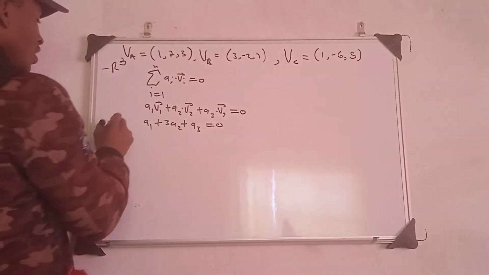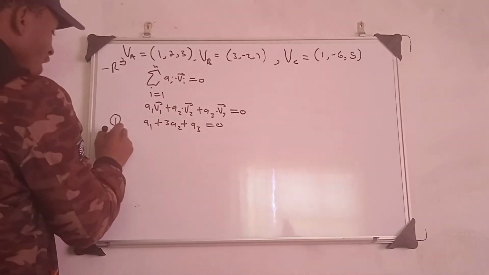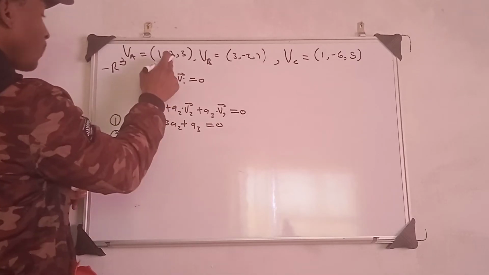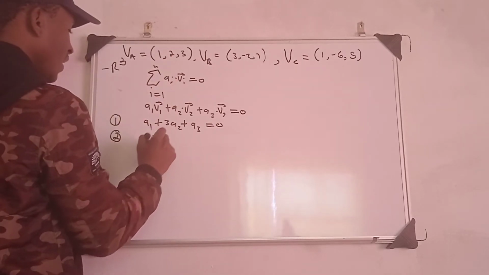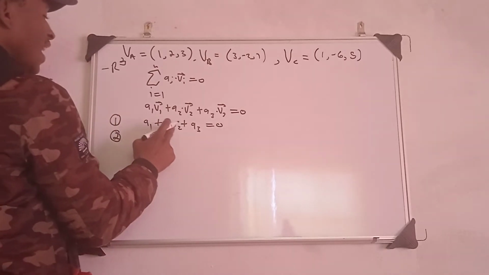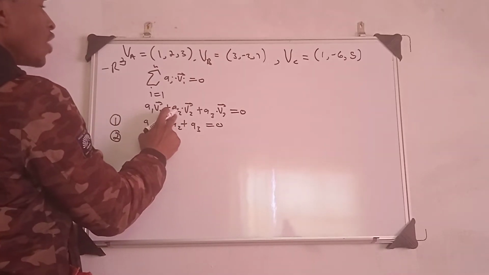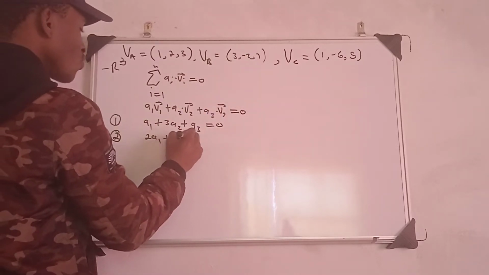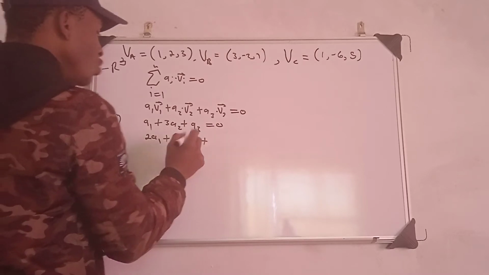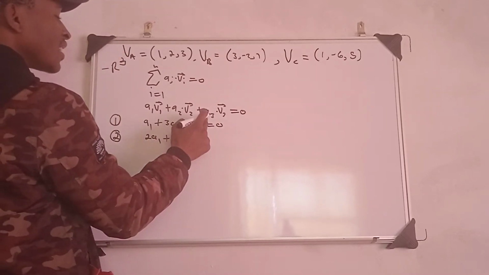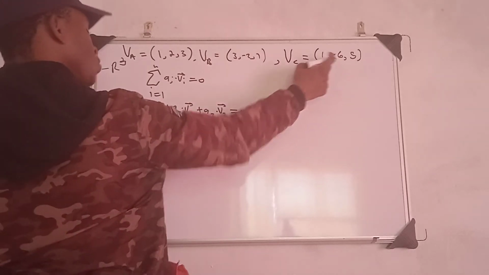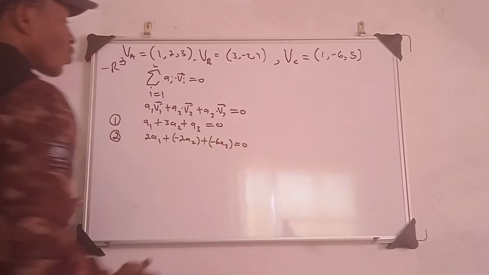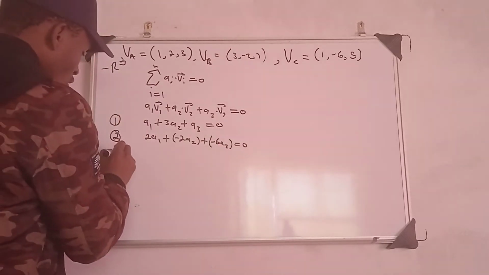So this is the first row. Now the second row. If we take the first scalar and multiply it by 2, we get 2a1, plus. If we take the second scalar and multiply it by this entry, we get minus 2a2. And then we add: if we take the third scalar and multiply it by this one, we get minus 6a3, all equal to 0. Third row.